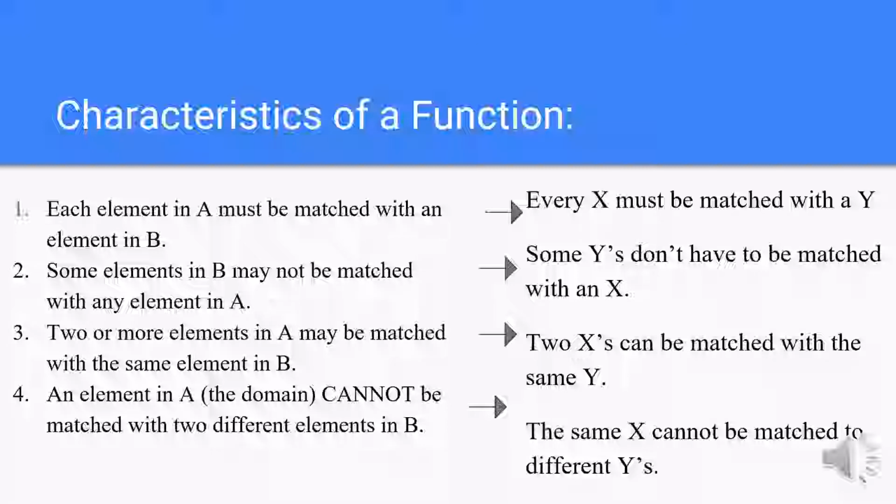Number three says two x's, or two people, can be matched with the same y. So it makes sense that it's okay that two people have the same birthday. But number four says the same person cannot have two different y's, or two different birthdays.